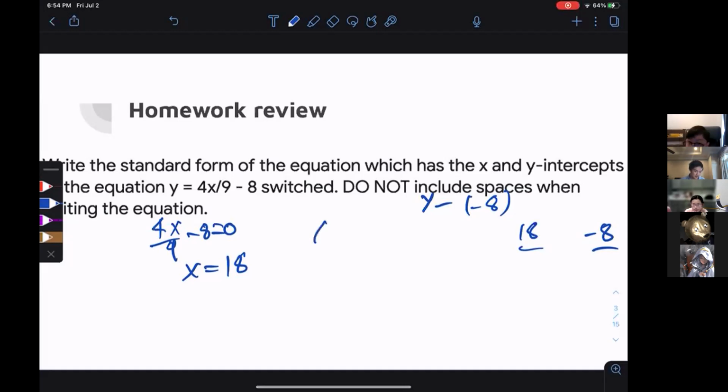Okay, so from here, I'll just finish it. You multiply by 4 to get 4y equals 9x plus 72. And then you move this to that side, this to this side to get standard form.